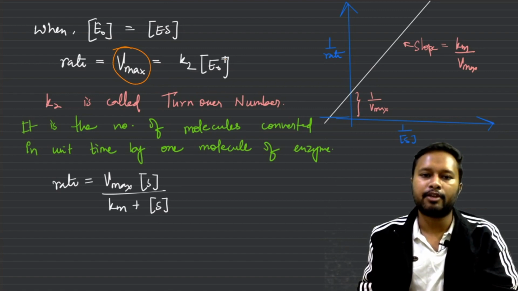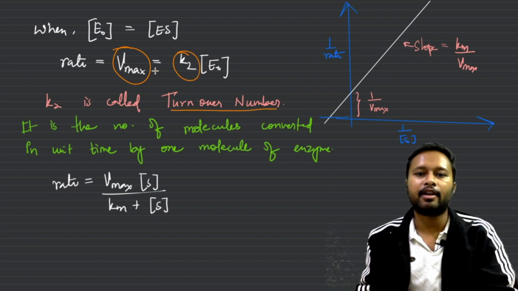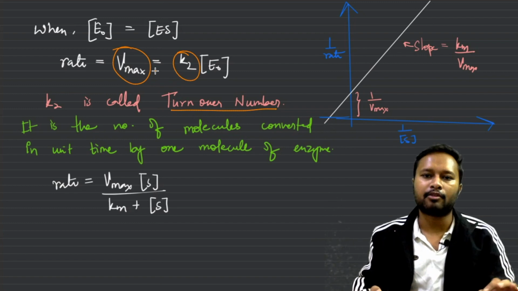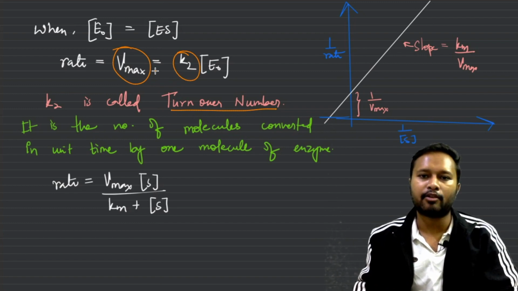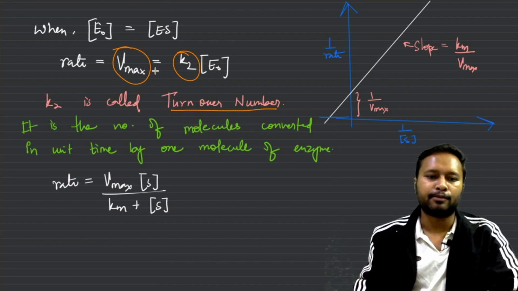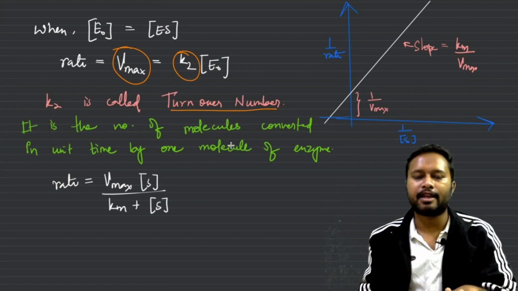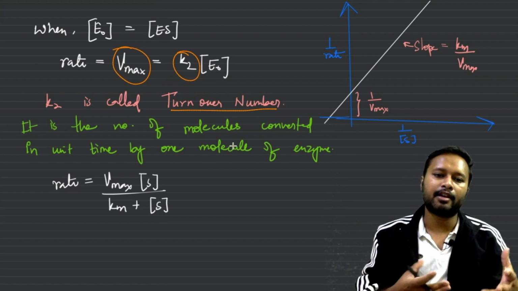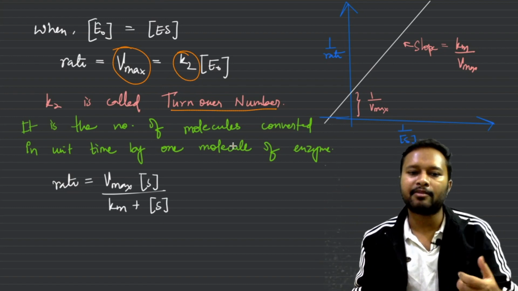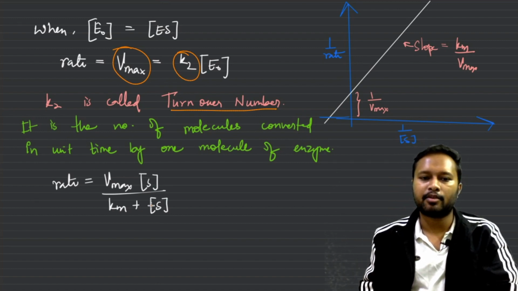So this is equal to K2 E naught. Now K2 is called the turnover number in this reaction. Remember that if in the exam they ask you to calculate the turnover number, they are basically asking you to find your K2 value. So what is turnover number? It is the number of molecules converted in unit time by one molecule of enzyme. So how many molecules in a unit time are getting converted by the enzyme, that's called your turnover number. Now you know rate is equal to Vmax into substrate concentration upon Km plus S.